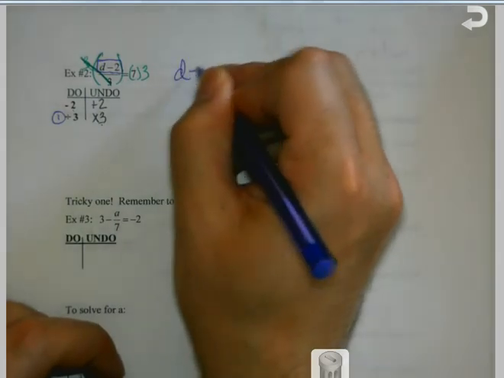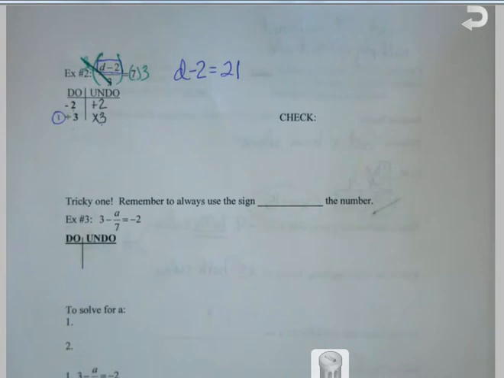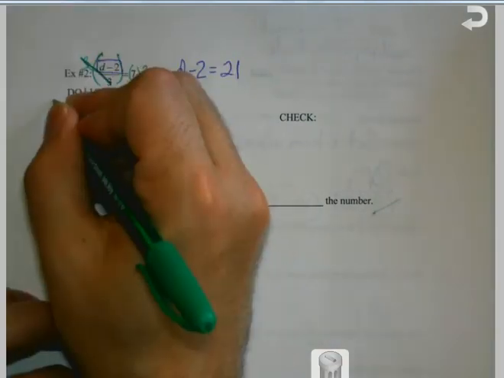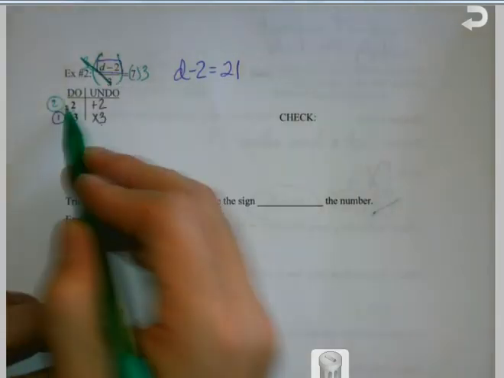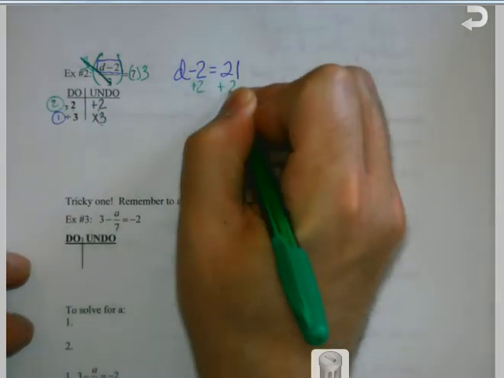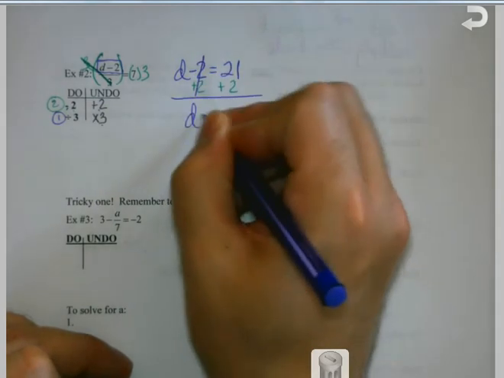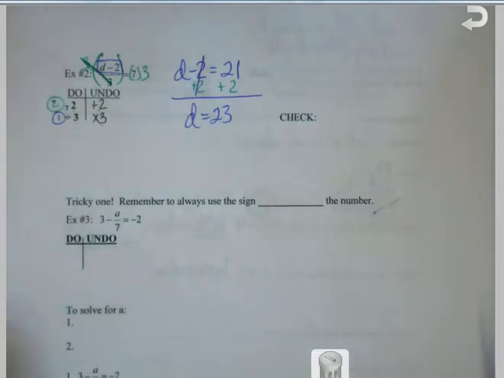So then d minus 2, 7 times 3 would be 21. And then I just undo my minus 2 by plussing 2. And I thought about it ahead, which makes it easier. I really don't have to think about it as much. So d equals 23.